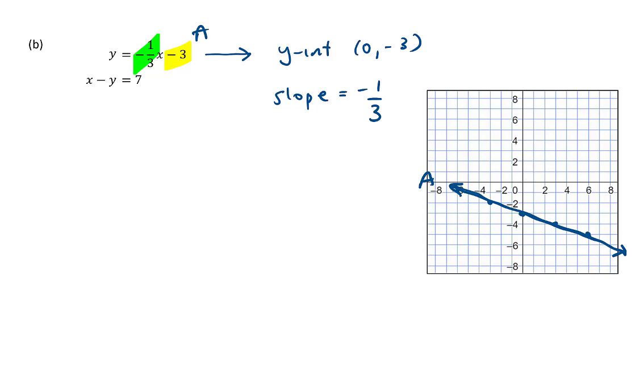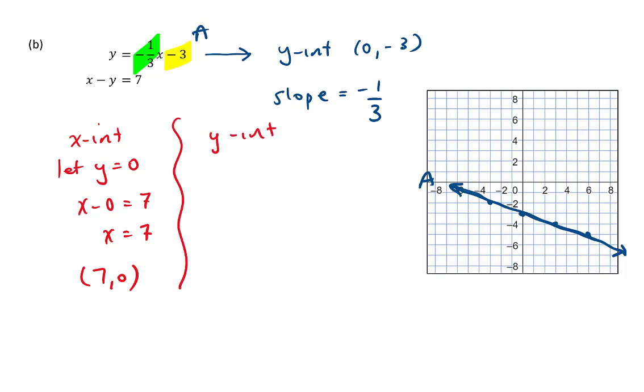Now let's look at line B. Let's use the intercept method again. So if I want the x-intercept, I'm going to let y equal 0. And if y equals 0, I get x minus 0 equals 7. x equals 7. So I have (7, 0) for the x-intercept.